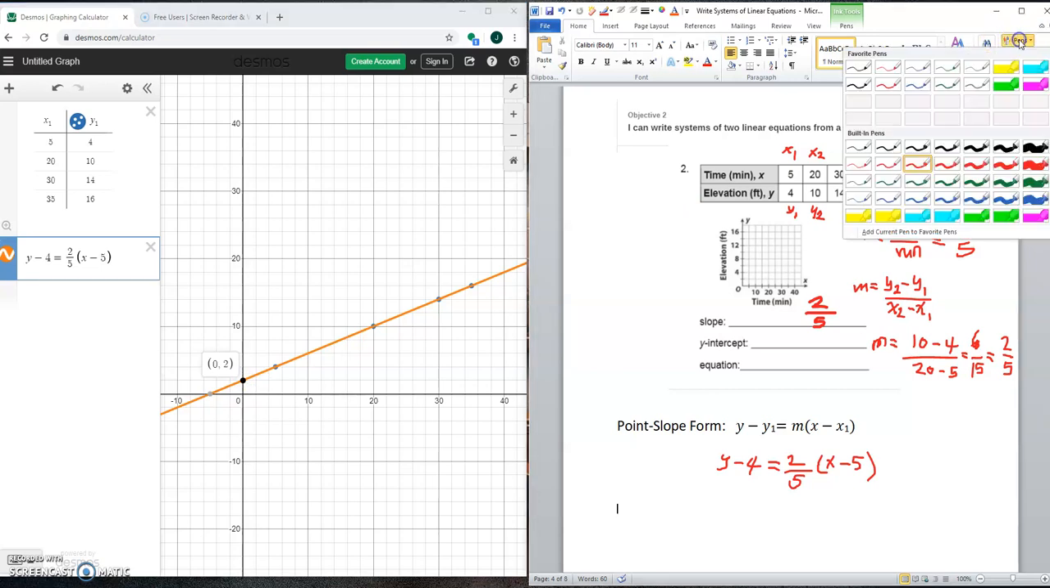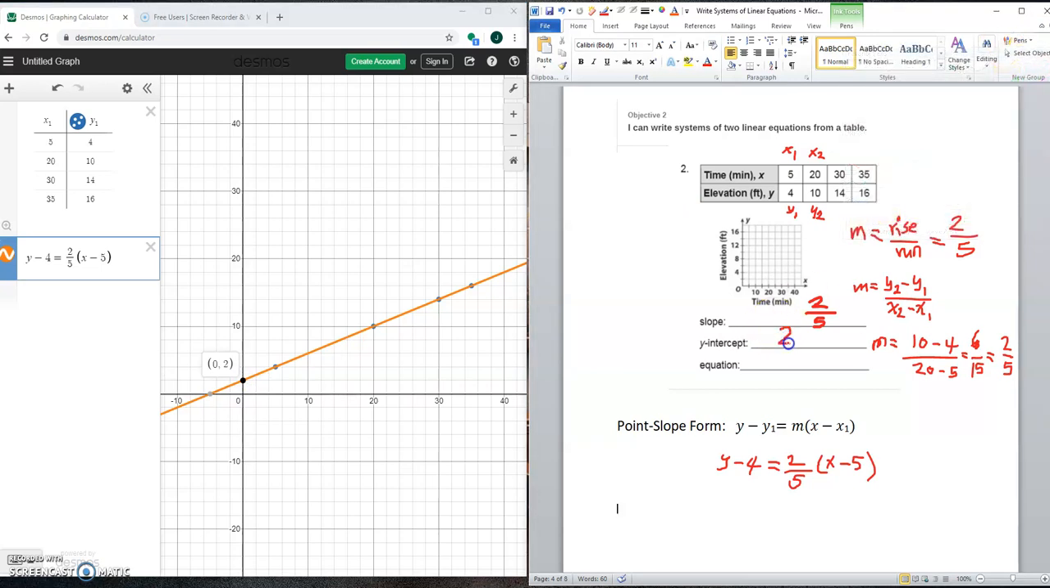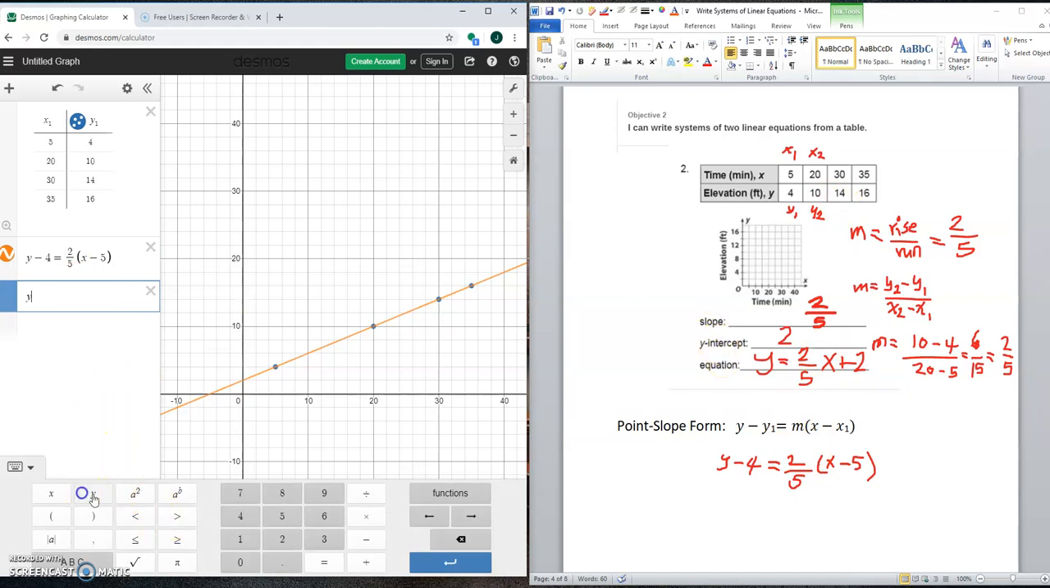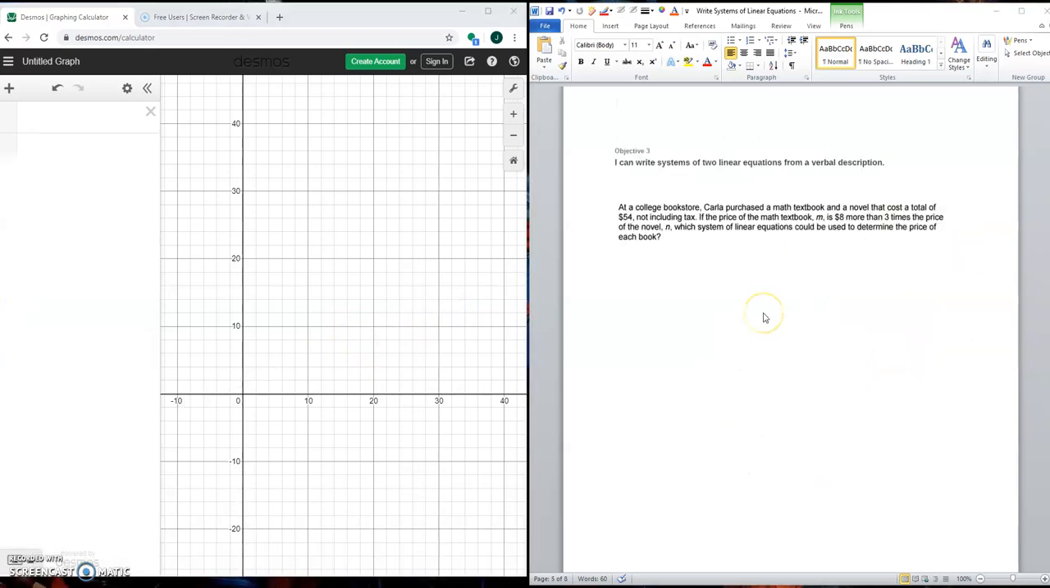So now that we have the y-intercept and the slope, we can now use the formula y equals mx plus b. So y equals, your m is 2/5, x plus 2. These two are the same. And to check, you can use Desmos. I will plug this in and it should go on top of the line that you had written. There you go.